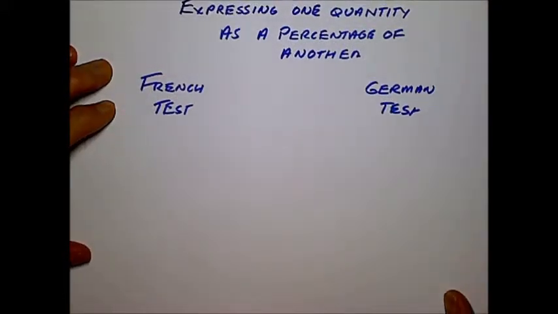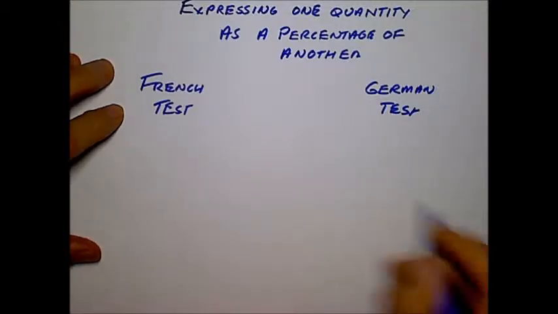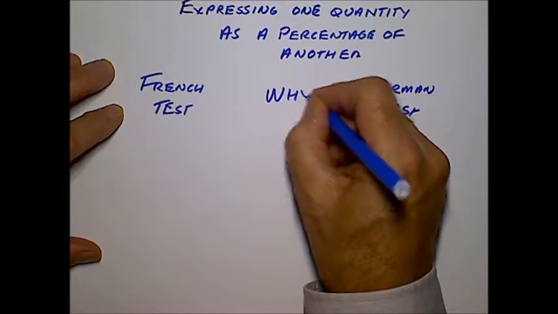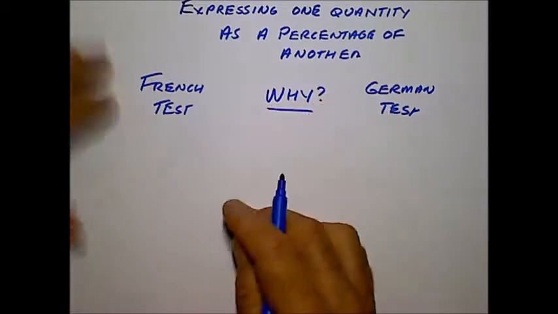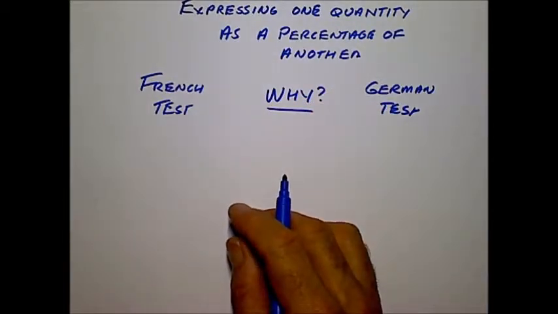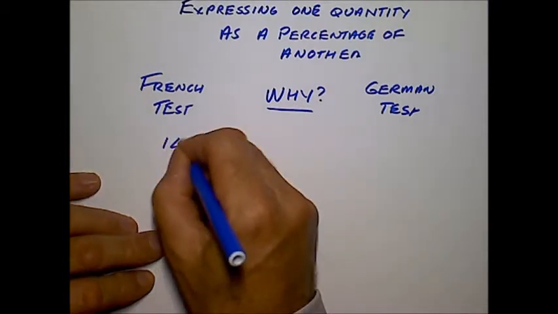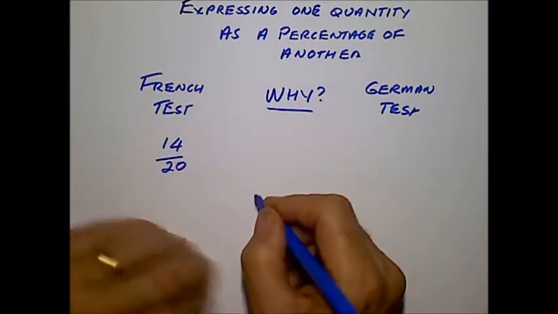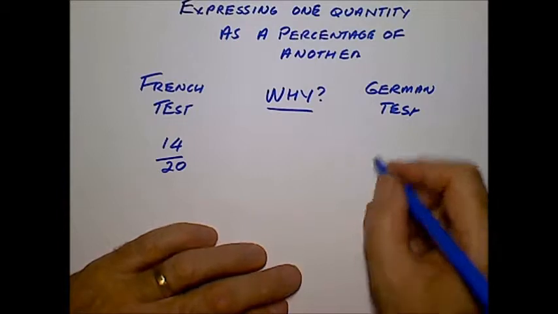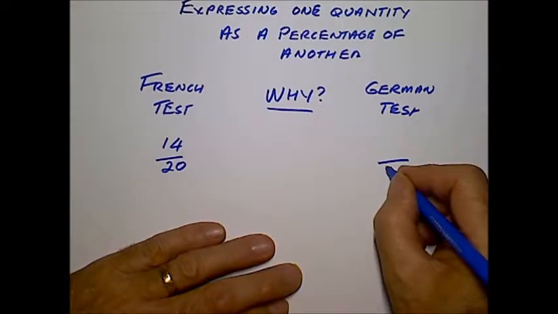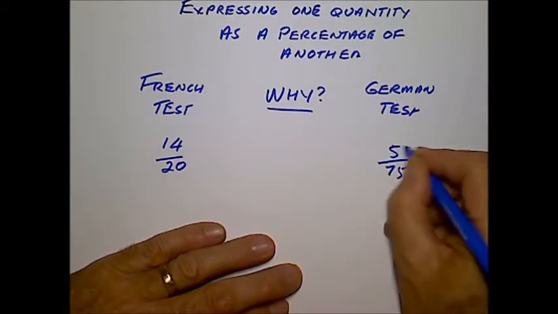So girls, in this video we're going to be looking at how do we express one quantity as a percentage of another. Now we might ask ourselves why we might want to do that. Well, imagine that we did a French test, and for our French test we got a result of 14 out of 20. And for our German test, which was 75 marks, we had 54 out of 75.